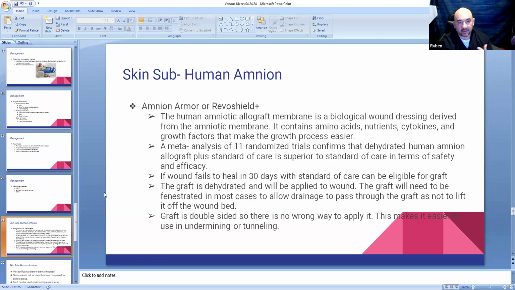Now with the human amnion, it's biological, derived from the amniotic membrane. It's got the amino acids, the nutrients, the cytokines. It's got all the growth factors. It's a wonderful product.